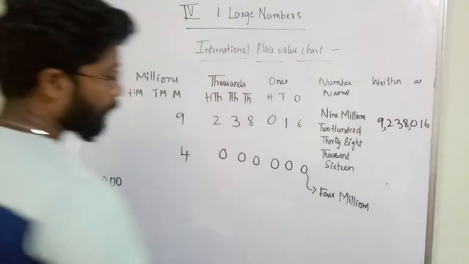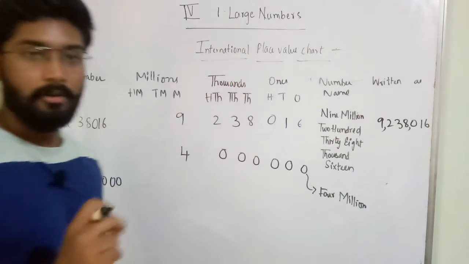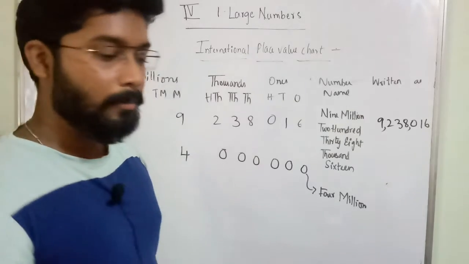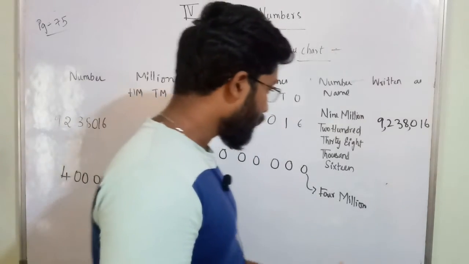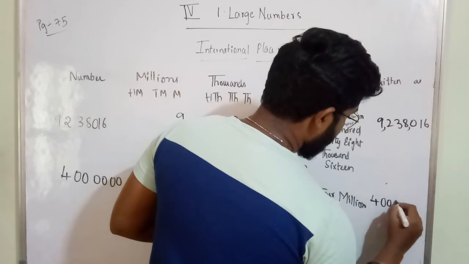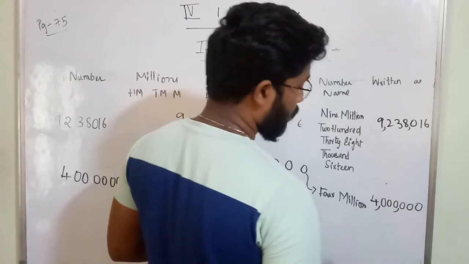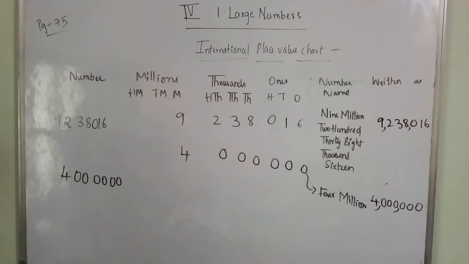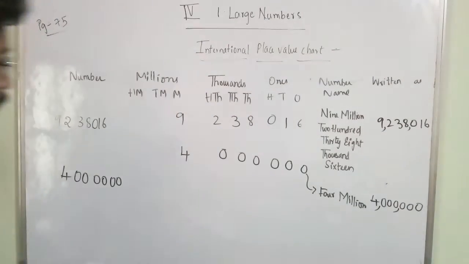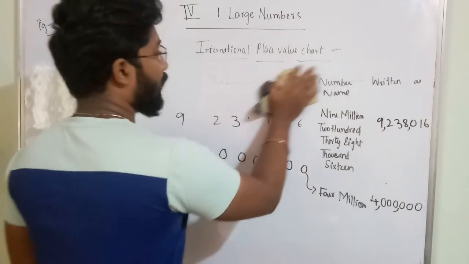No need of writing S here, because there is one rule. After writing the period name, you should write the singular form only, not the plural form. If you want to separate according to the international system, after 3 digits a comma, after 3 digits a comma, so 4 million is the answer. Like that you have to write it under the international place value chart. With this we have completed the discussion about the international place value chart and its examples.